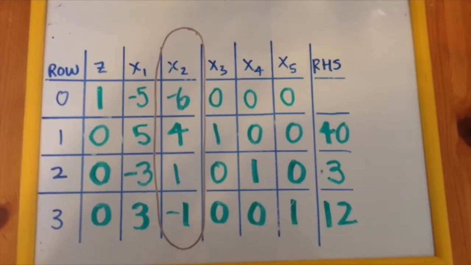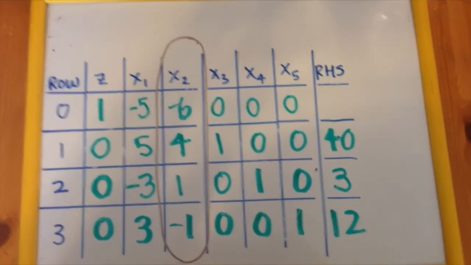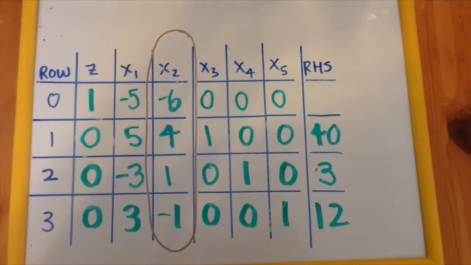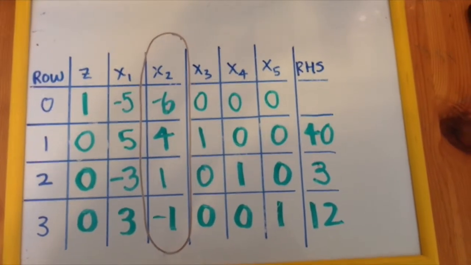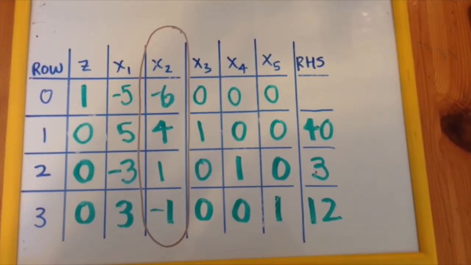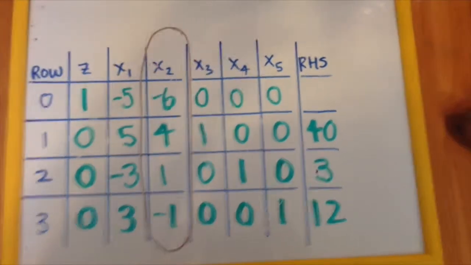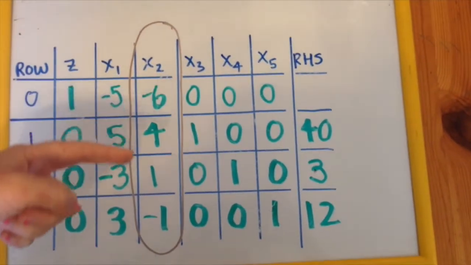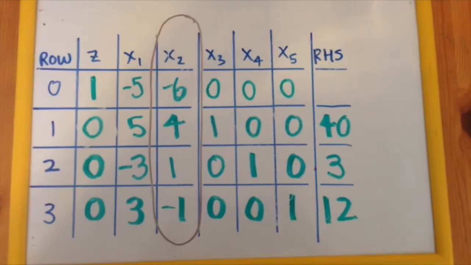Step 3 in tableau form is very similar to step 3 in matrix form. We are testing for unboundedness, and we simply need to verify that not every element of x2 is less than 0. And as you can see in our column here, not every element of x2 is less than 0.